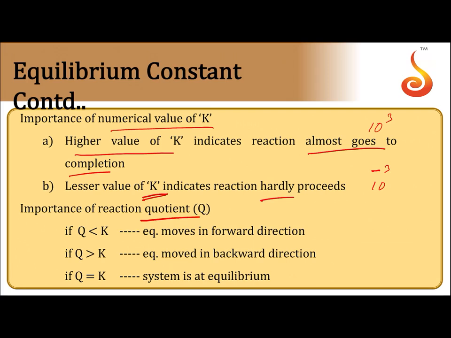Now, the importance of the reaction quotient. The reaction quotient formula and the equilibrium constant formula remain the same. If the reaction quotient is less than K, then equilibrium moves in the forward direction. If the reaction quotient is more than K, it moves in the backward direction, and if it is equal to K, the system is already at equilibrium.